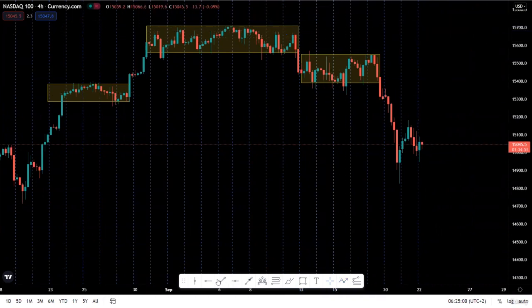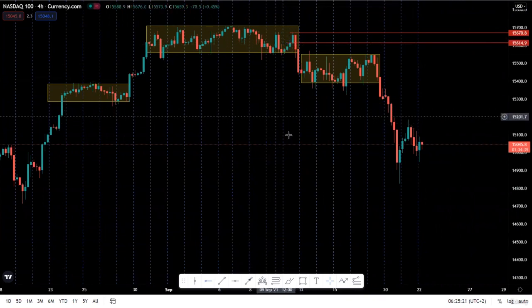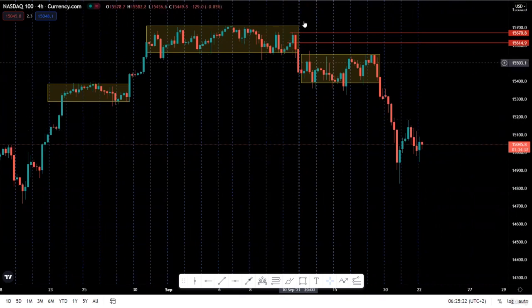Sorry, let me use this one here. Here, that is the level of that last bullish candle. That was an order block there. Okay, that was an order block, and these guys used it to break this structure. Okay, that last bullish candle followed by a movement to the downside.